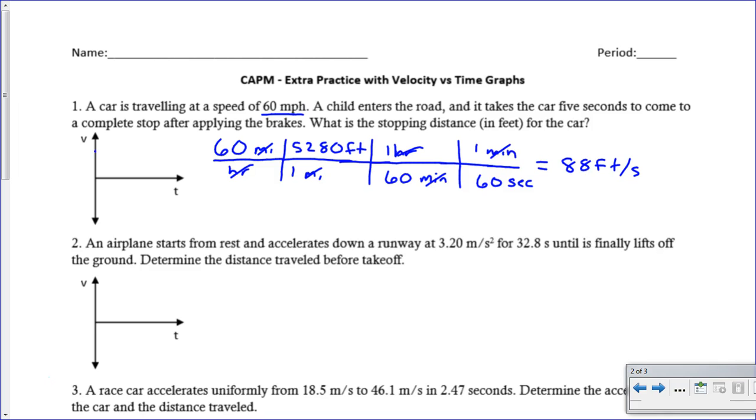And then the velocity is going to go down until it comes to a stop. So this is what our velocity versus time graph looks like. It starts here at 88, and then it goes down to 0. And we know that it actually takes 5 seconds for this to happen.